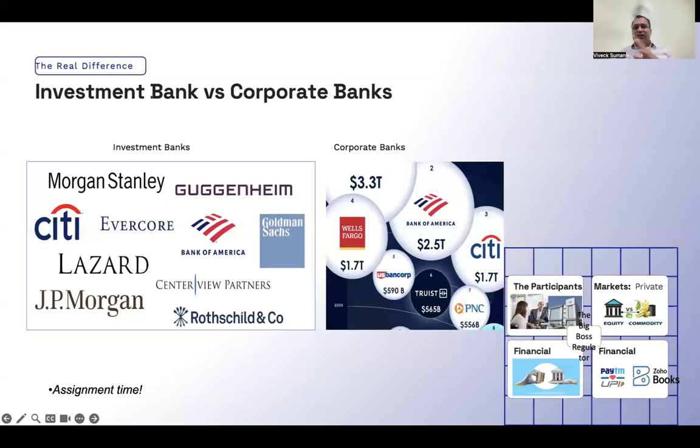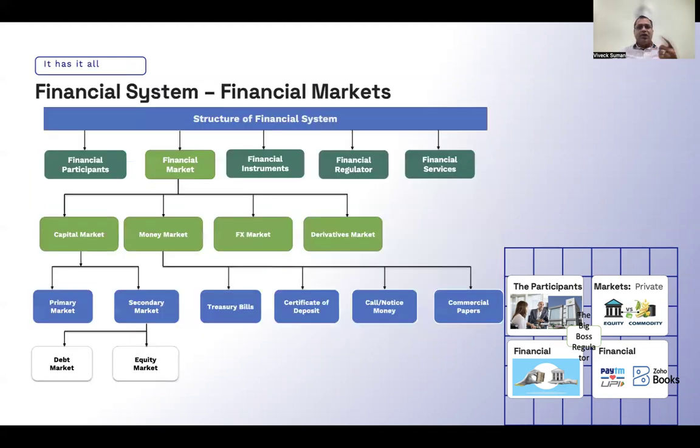Then we looked into the investment bank versus the corporate bank and how they differentiate, and we put some numbers as well. So Morgan Stanley, Guggenheim, Citi also has an investment banking operation. Then Evercore, Bank of America has also investment banking. Goldman Sachs, Lazard, JP Morgan, Centerview Partners, Rothschild and Company. These are all more or less investment bankers. And then there are our traditional bankers, which exist next to our houses, like HDFC, etc. Internationally, we are talking about Wells Fargo, Bank of America, Standard Chartered, US Bank or PNC, Truist, etc. We also looked into the financial system and the markets of the financial markets. So in the structure, there is a participant and then there is a market.